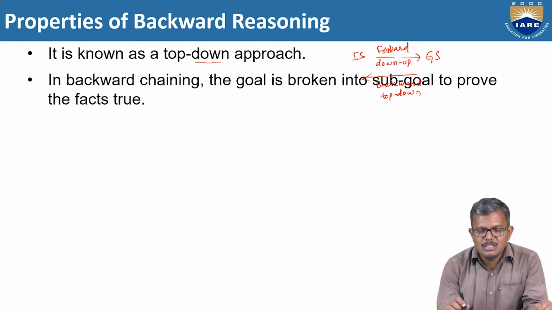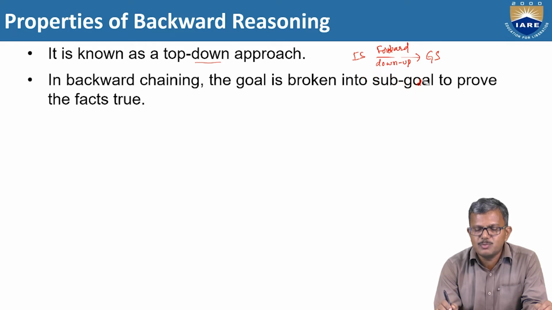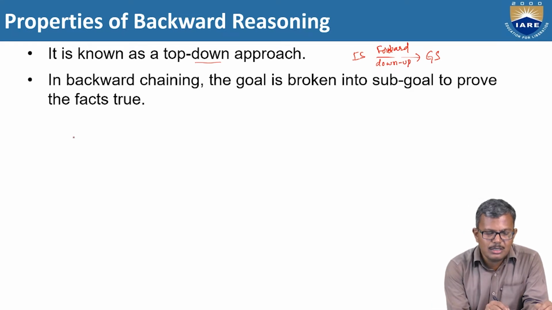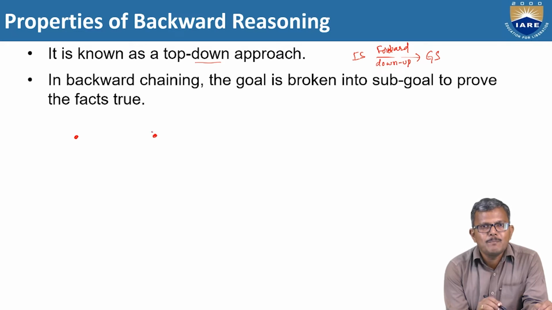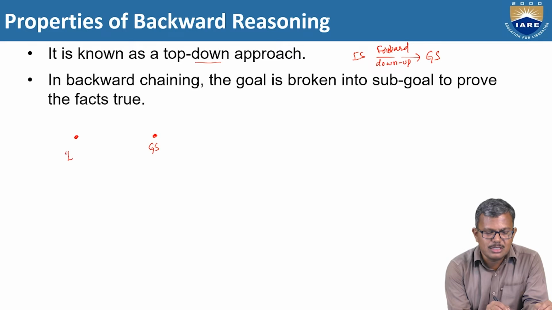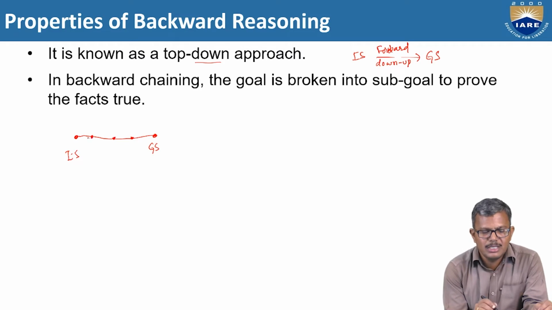And in backward reasoning, just now I told you that we are going to split the goal into sub-goals. For example, you see, this is the goal state and this is your initial state. In between, you are going to have some multiple states. These multiple states are nothing but some sub-goals.